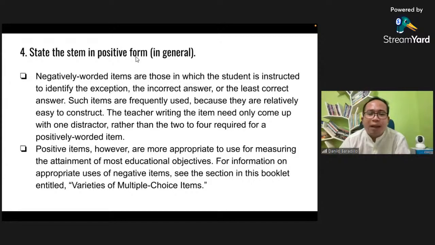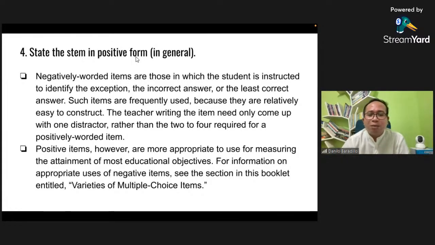Okay. Now, number 4, state the STEM in positive form. We're talking about the STEM. Negatively worded items are those in which the student is instructed to identify the exception, the incorrect answer, or the least correct answer. Sometimes, "which of the following are not a function of a mitochondria," for example. Okay, the "not" there, which is negative, should have been in bold so that there is a prompt.